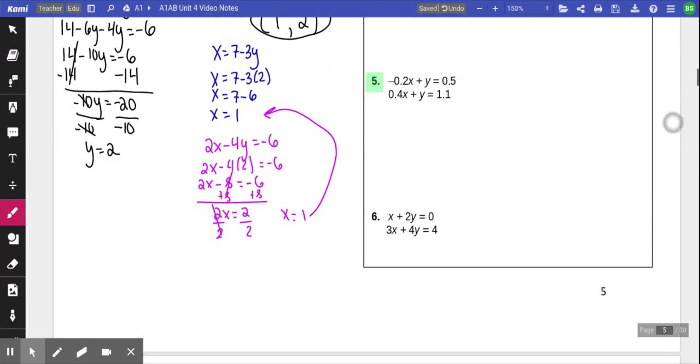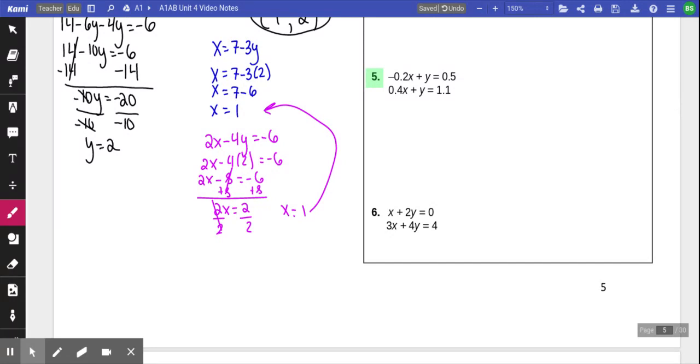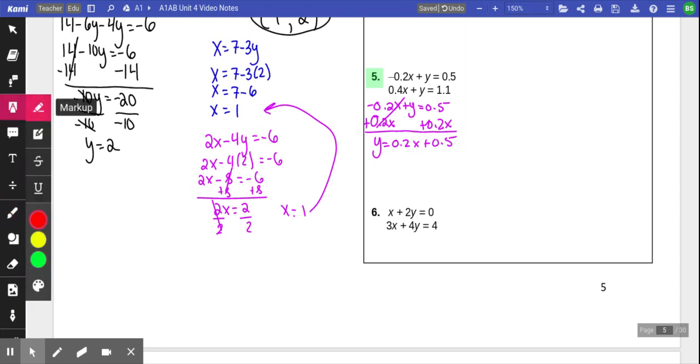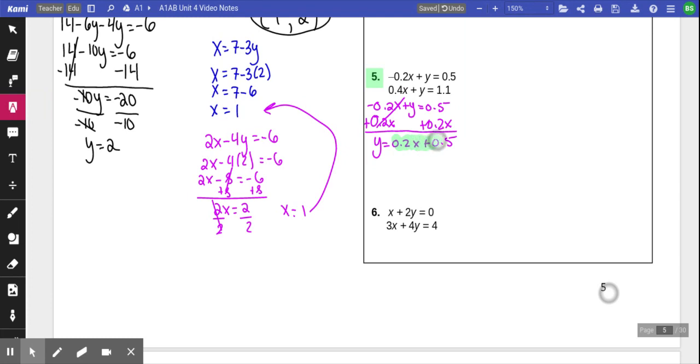Let's try 5. This is one of the ones where we have to solve for one of the variables first. I'm going to take the first one, negative 0.2x plus y is equal to 0.5. It's probably going to be easier to solve for y since it doesn't have that decimal value on it. So what I could do is add 0.2x to both sides, and you're going to be left with y is equal to 0.2x plus 0.5. Now we know what y is equal to. We can use the other equation and plug that into that one.